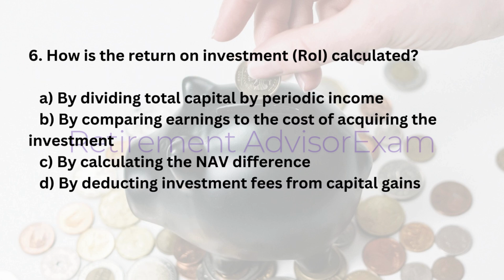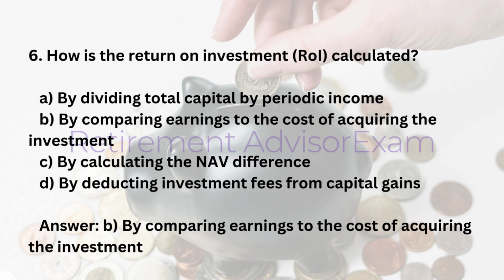6. How is the return on investment, ROI, calculated? A. By dividing total capital by periodic income. B. By comparing earnings to the cost of acquiring the investment. C. By calculating the NAV difference. D. By deducting investment fees from capital gains. Answer: B. By comparing earnings to the cost of acquiring the investment.